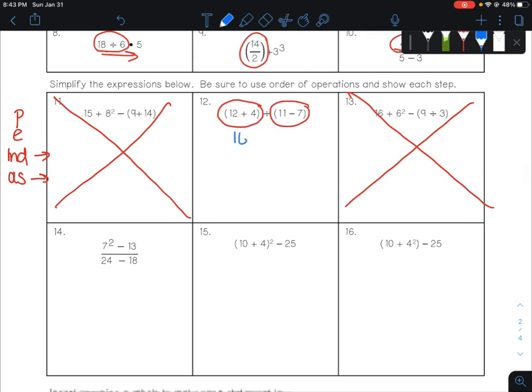So 12 plus 4, 16. Copy that division sign. 11 minus 7 is 4. So because they're both parentheses, we can do them both in one step. And then just divide, you'll get 4.